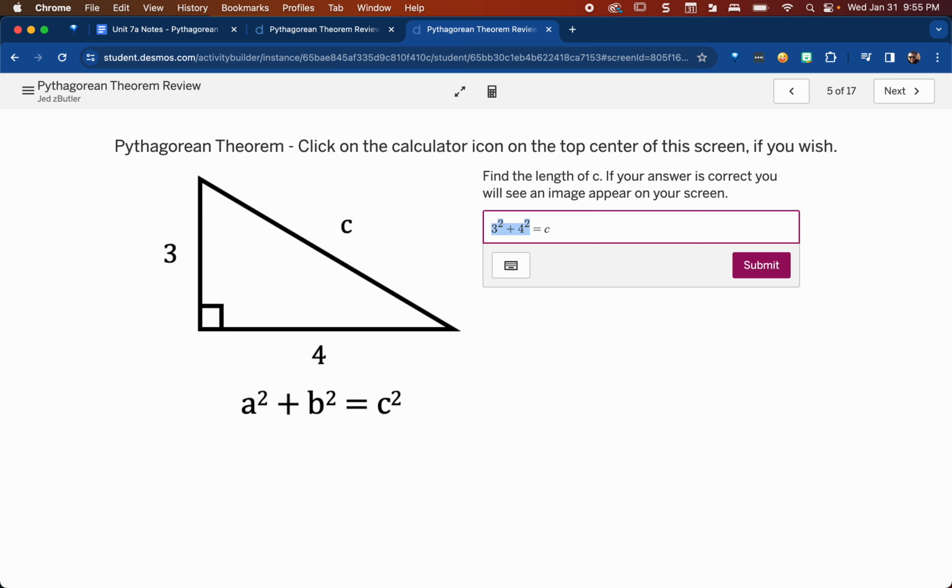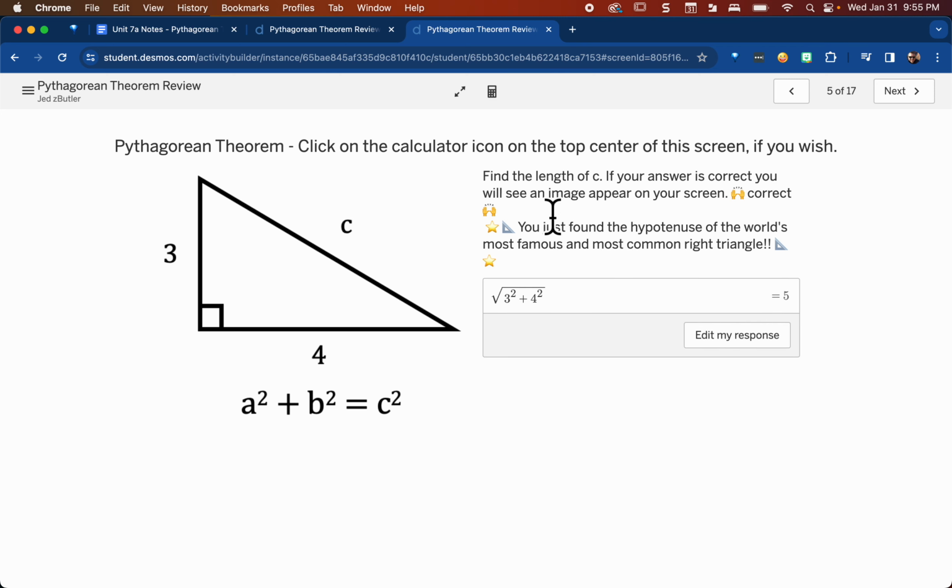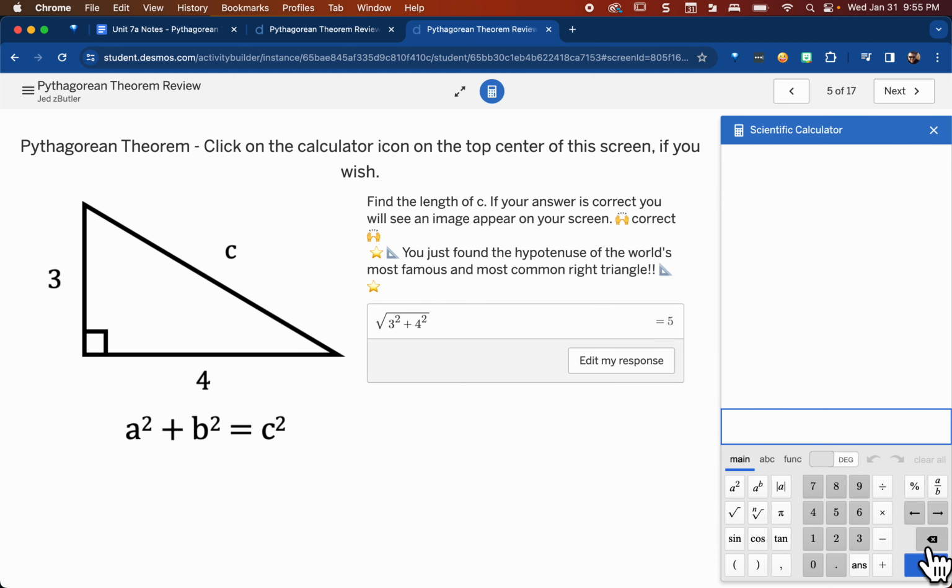this piece here. So I could have 3 squared plus 4 squared inside the square root equals the c. That's another way of writing the same thing. So I'm just going to write that: the square root of 3 squared plus 4 squared. When I click submit, it says, yay, I got the right answer. I can also use this calculator here to do some of the calculations if I don't want to do it in that place there.